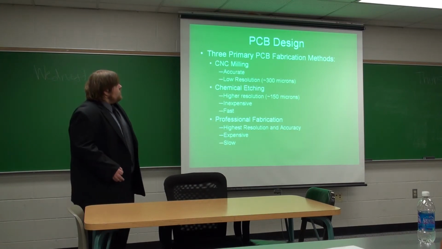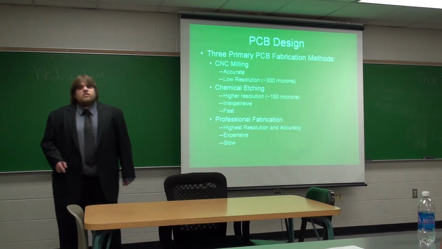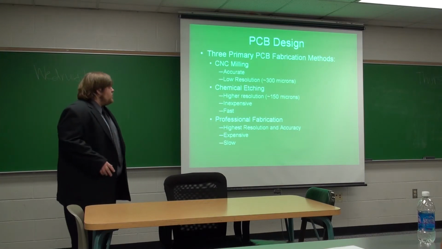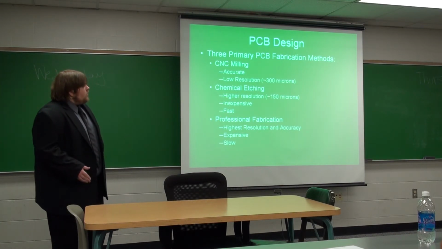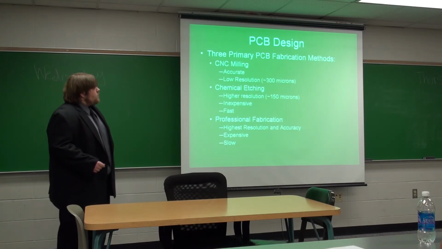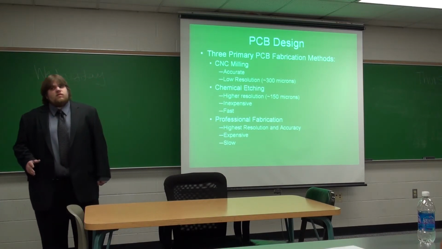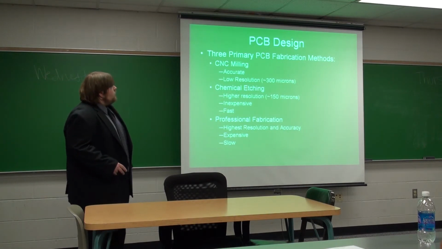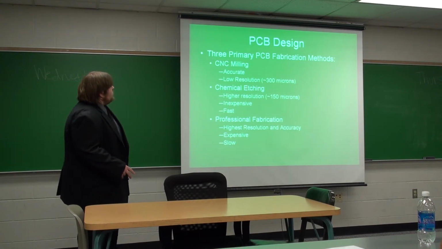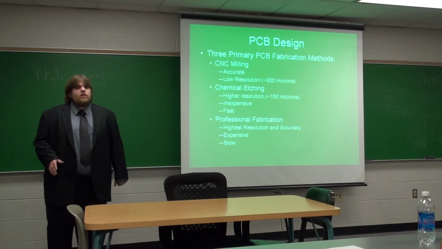So there are three primary PCB fabrication methods. First is CNC milling, which is what the ECE shop does. It's very accurate, however, it has a pretty low resolution. You can only go to about 300 microns. So that's not going to work for our design because some of our parts are on the scale of about 200 microns. The second possible fabrication method is chemical etching, which has a higher resolution of about 150 microns.